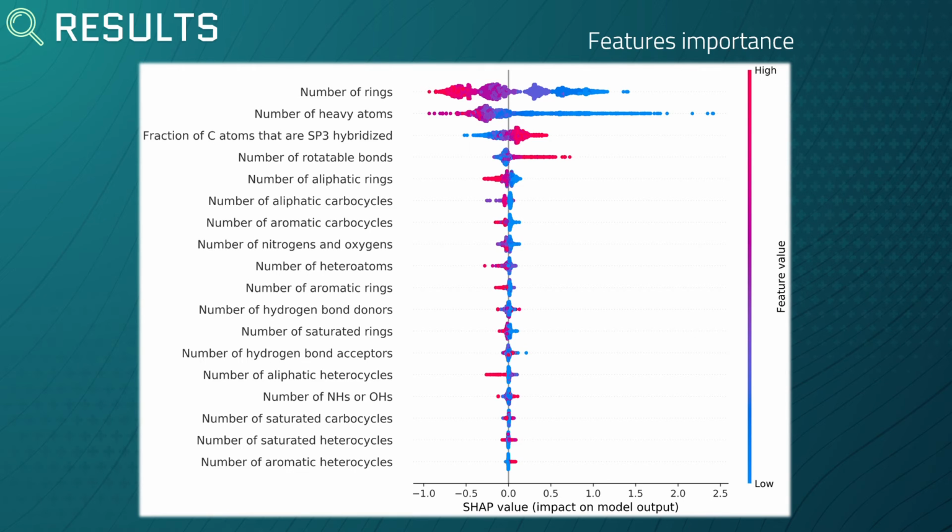This figure shows in descending order the filters with greatest impact on the binding affinity between the spike and the ligand. A higher number of rings and heavy atoms favored the connection, decreasing the binding affinity, while an increased fraction of carbons that are sp3 hybridized and number of rotatable bonds had a negative effect on the result. The other filters had smaller influence on the output of the model.